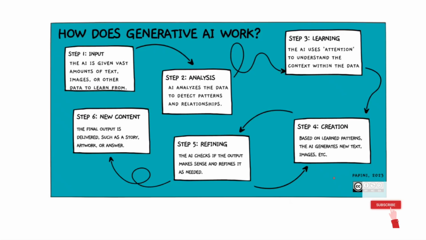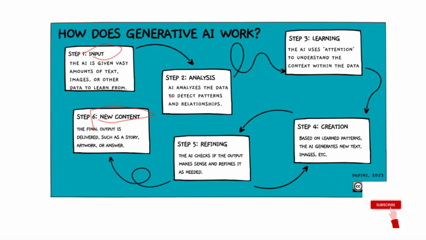That is, if I talk about ChatGPT or Bard or Gemini, whatever text generation model. Okay. Now the fifth step is refining. Now it is checking whether the output makes sense, or we should refine it, or train it again, and so many things are there in the refining process. And the last one is new content. So once all of those 5 steps have been completed, then the new content will be generated based on the input of the user.